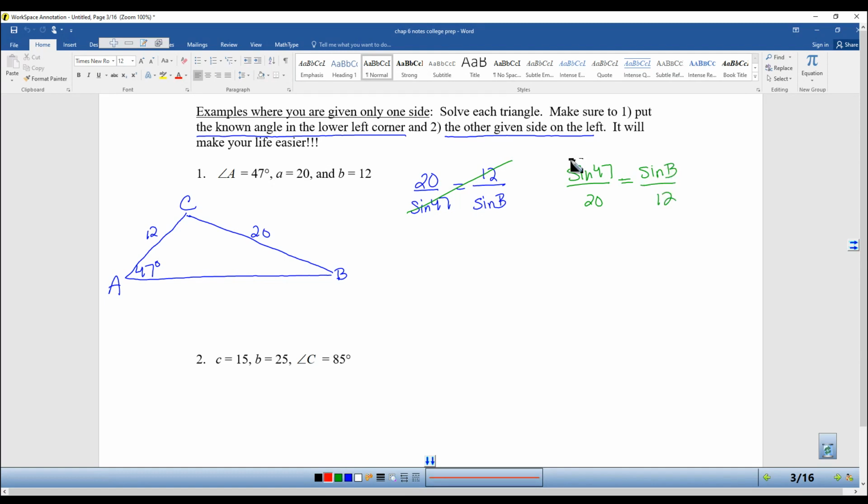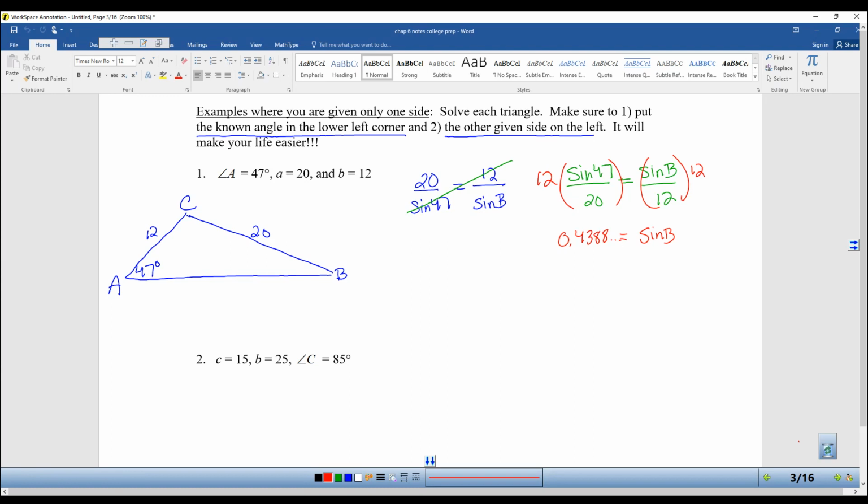So my first step is going to be to multiply both sides by 12. And when I do this, I'm going to do 12 times sine of 47, and then I'm going to divide by 20, and I get sine of B is equal to 0.4388. It keeps going.